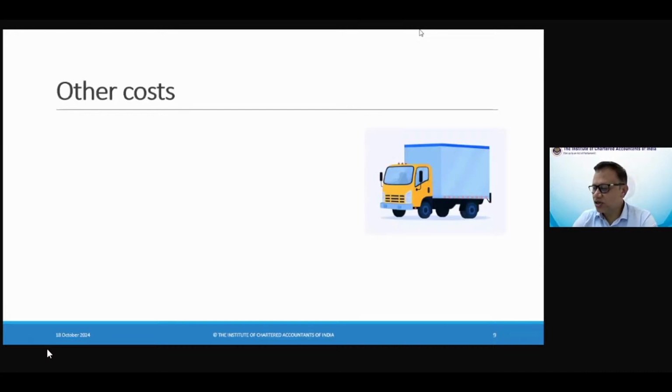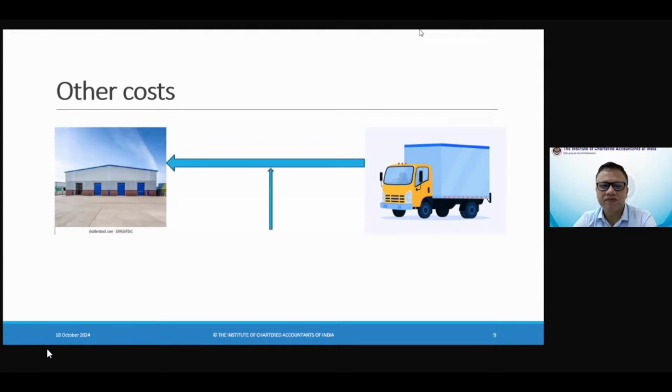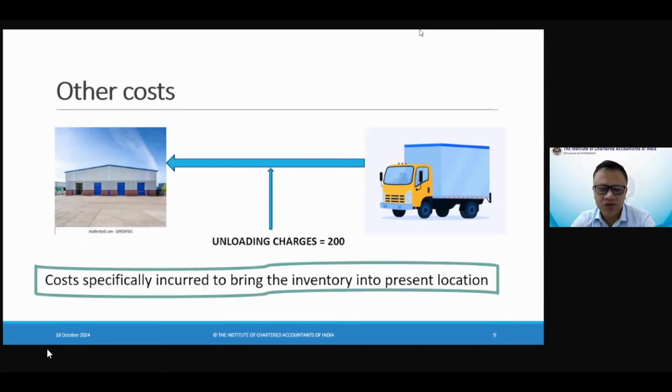Then what are the other costs? Suppose a truck is going to the warehouse, and the unloading charges for the truck which goes to the warehouse is 200 rupees. That 200 rupees is a cost specifically incurred to bring the inventory into its present location. So this comes under the other costs.